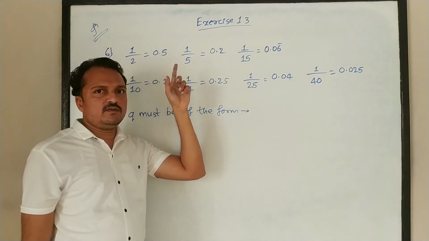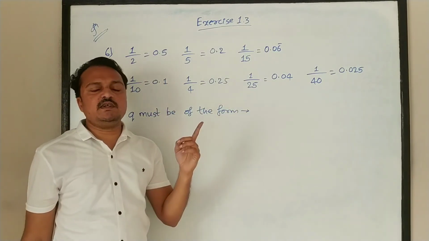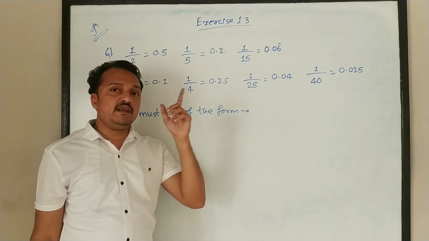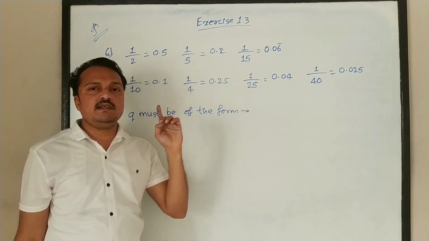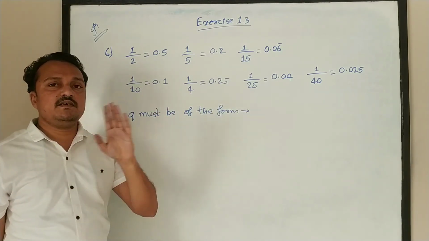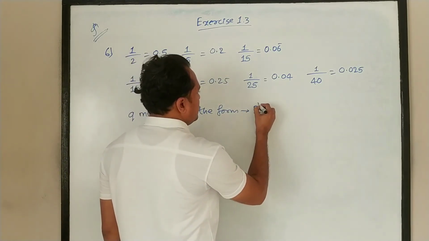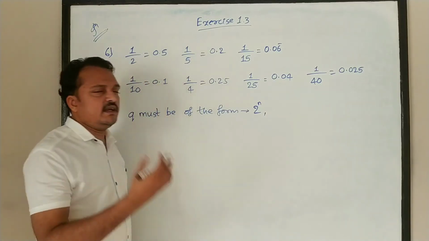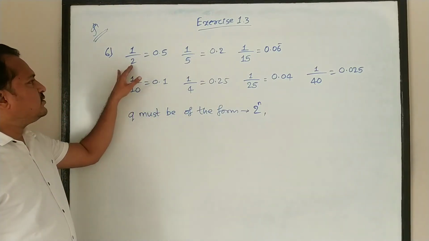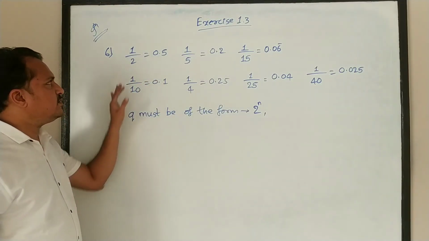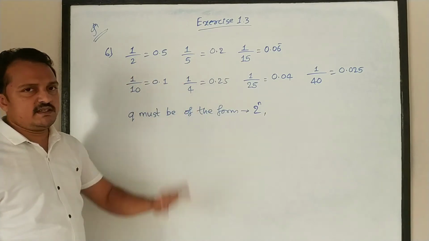Then 2 raised to 2. Then 2 raised to 3, it is 1/8. What is the decimal expansion of 1/8? It is 0.125. It is also terminating. That means first we should have 2 to the power n, where n is a natural number, any natural number. Whether it is 2 or a power of 2, then it is going to have a terminating decimal expansion.